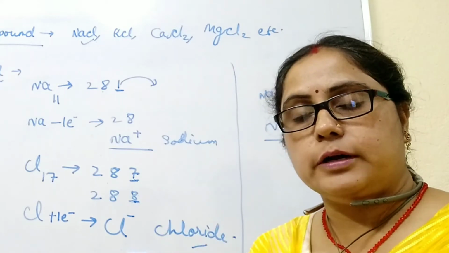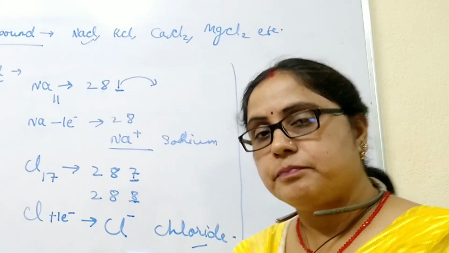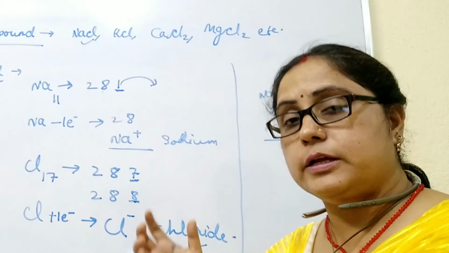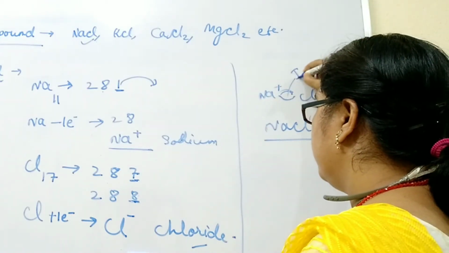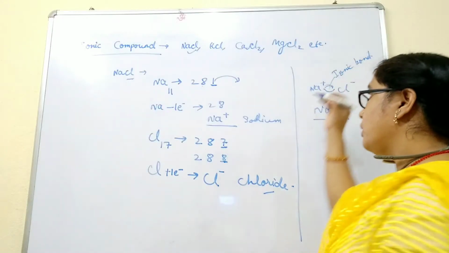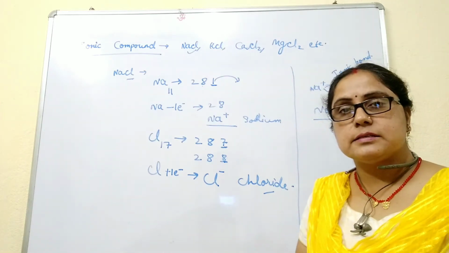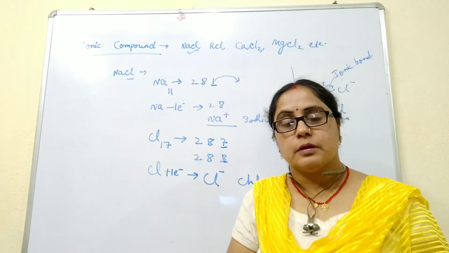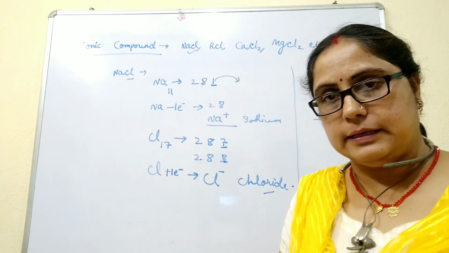This NaCl compound is formed by the transfer of electrons from one atom to another, and this force of attraction is the chemical bond. So this compound is called an ionic compound, and this bond is called an ionic bond. This bond is also called an electrovalent bond. Thus, ionic compounds, also called electrovalent compounds, are formed by the transfer of electrons from one atom to another.